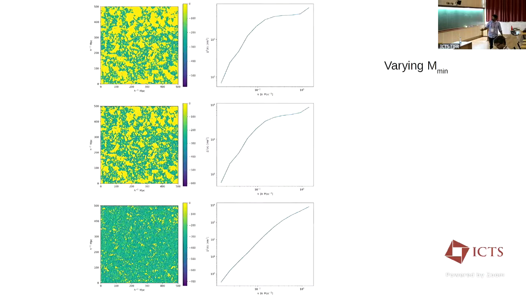The same is also true for M min, where we are varying M min from 10 to the power 9, probably 5 into 10 to the power 9, and 10 to the power 10. For this case there will be many sources contributing to reionization. Zeta is fixed here, so the ionization fraction is of course much larger compared to the other two cases. Here as well the power spectrum is very sensitive to the M min parameter.